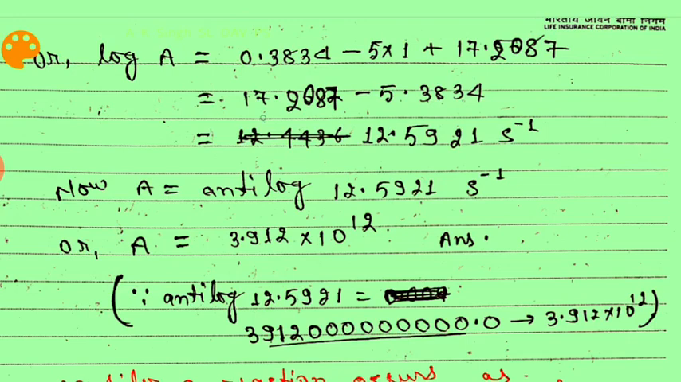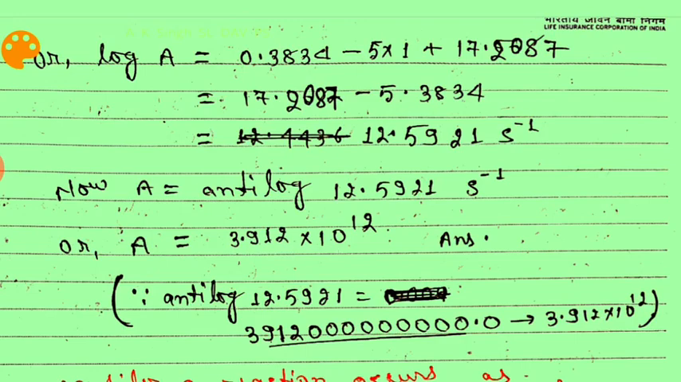As 17 and 5 are the characteristics, one is positive and the other negative, but the mantissas 0.2087 and 0.3834 are always positive. So the difference will be equal to 12.5921. Mantissa is added and characteristics are subtracted. Now A is equal to antilog 12.5921 second inverse.